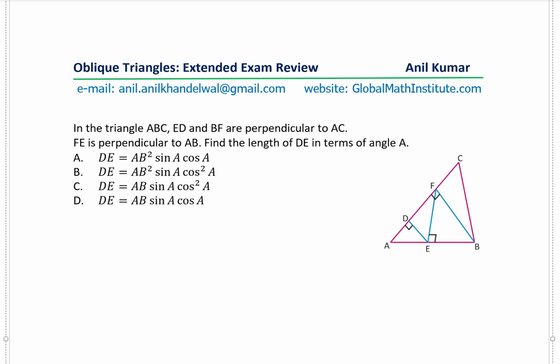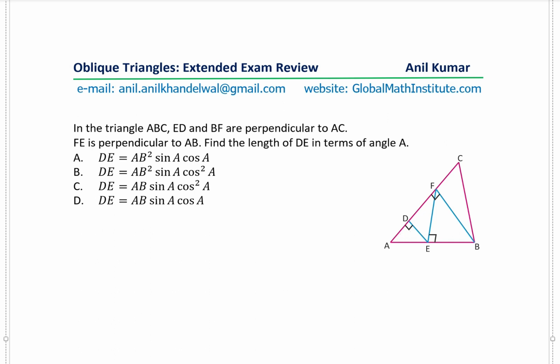In this video, we'll discuss another excellent question which I'll categorize as the extended exam review questions for oblique triangles. The question here is, in the triangle ABC, ED and BF are perpendicular to AC. As you can see, ED and BF are perpendicular to AC. And also FE is perpendicular to AB. Find the length of DE in terms of angle A.